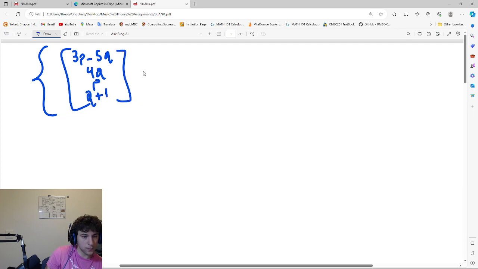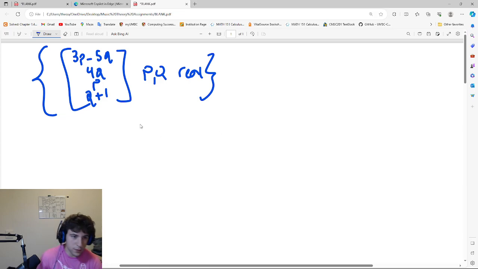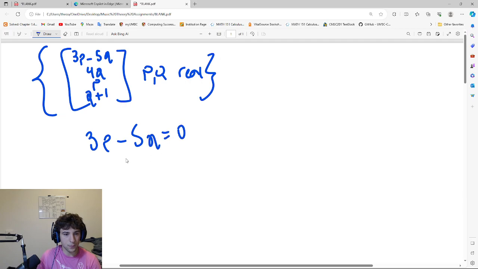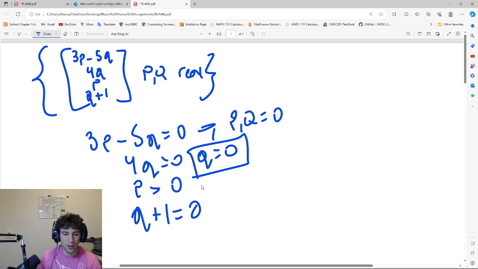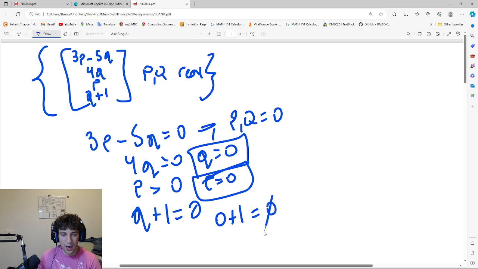And then we have P and Q are real. So, first thing we have to do, we have to set this equal to the 0 vector. All right. So we see here, P and Q must be equal to 0, right? Q here is equal to 0, because 4 times 0 has to be 0. P equals 0. If Q is 0, 0 plus 1 does not equal 0. So this is not a vector space.